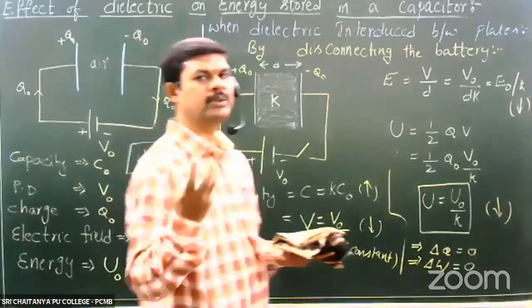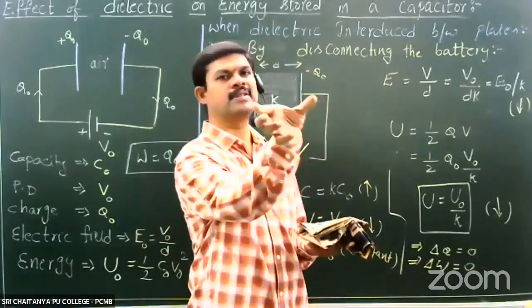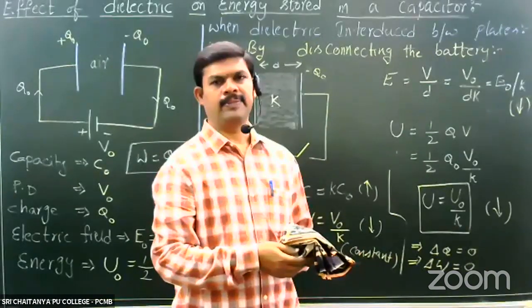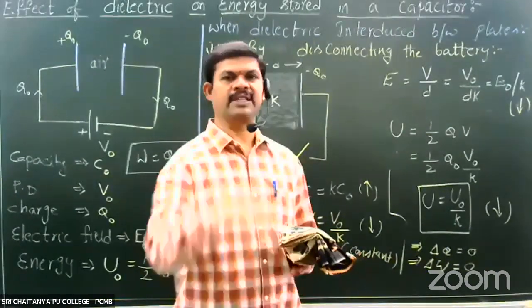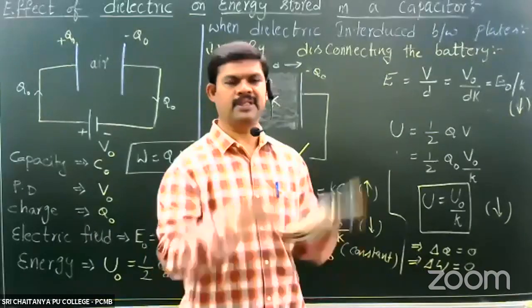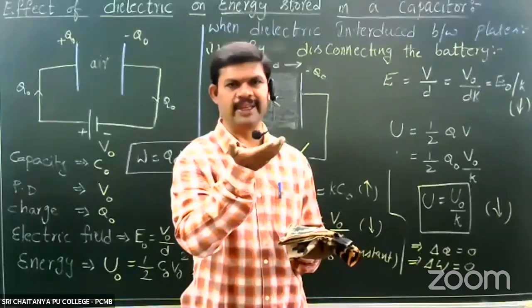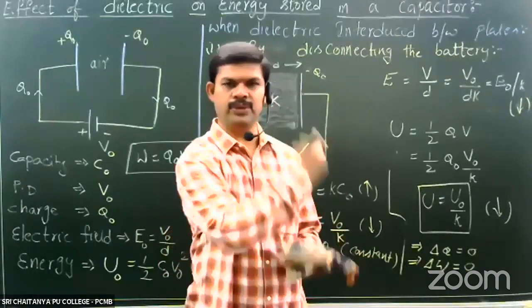Note the point to remember. When the cell is in connection, the potential remains the same. When the cell is not in connection, the potential difference varies. Capacity in both cases increases. If you remember these two, you can solve.